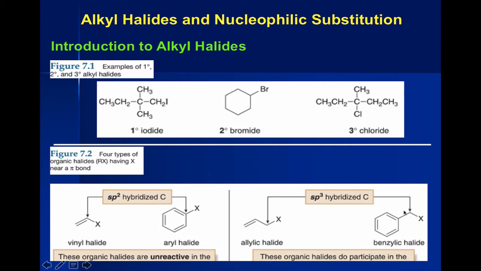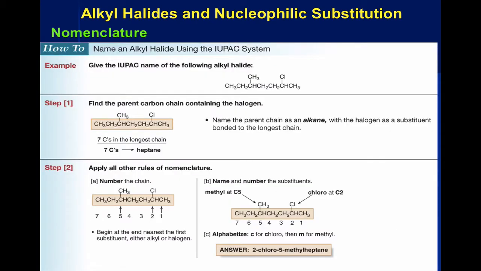Likewise, we can have a carbon that's very similar to an allylic halide, except instead of being attached to a normal alkene, it's attached to an aromatic ring. We call this position the benzylic position, and so these are benzylic halides. These substrates, because they are attached to primary alkyl halides, if you will, are capable of participating in nucleophilic substitution reactions.